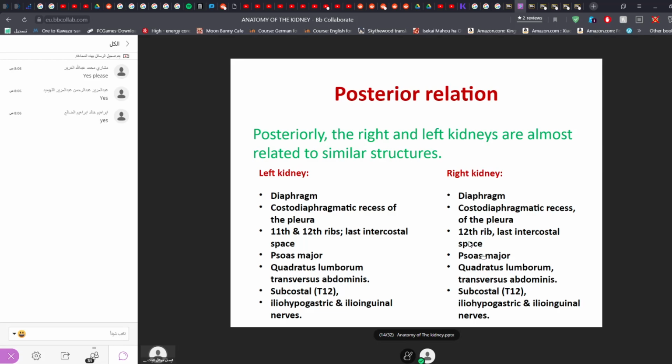Psoas major muscle, quadratus lumborum muscle: these are the muscles of the posterior abdominal wall. Transverse abdominis, subcostal nerve, iliohypogastric, ilioinguinal, the L1 nerves. So the only difference is the 11th and 12th ribs on the left kidney and the 12th rib only on the right. The rest are the same. So please remember this from the MCQ point of view.